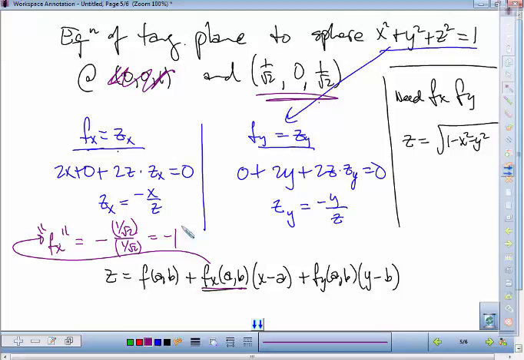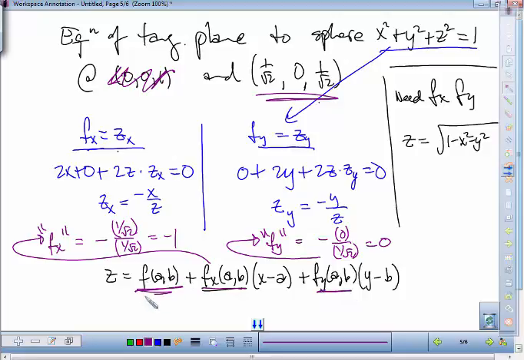Does that make sense? And then similarly, to get your fy, your y value is what? 0. And then 1 over root 2 is your z value again. So this whole thing is just going to equal 0. So that's taken care of.